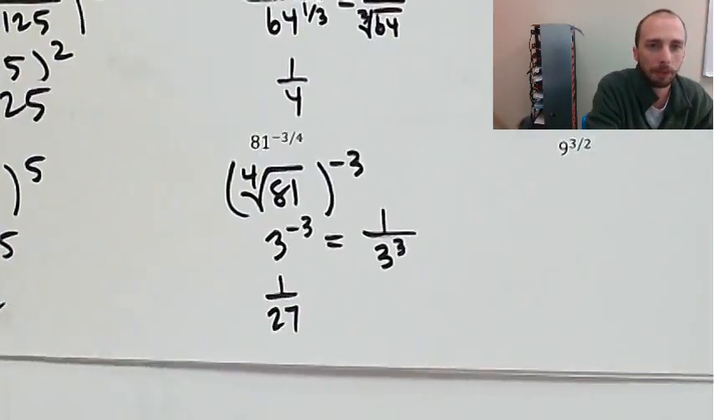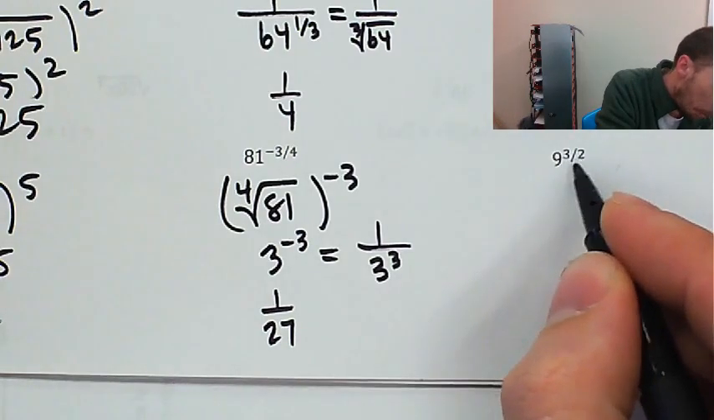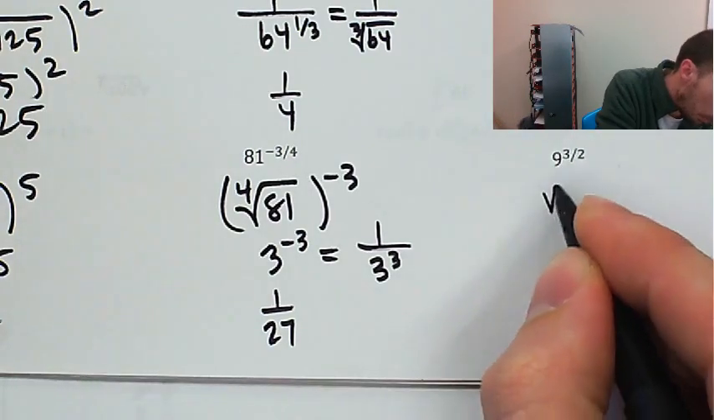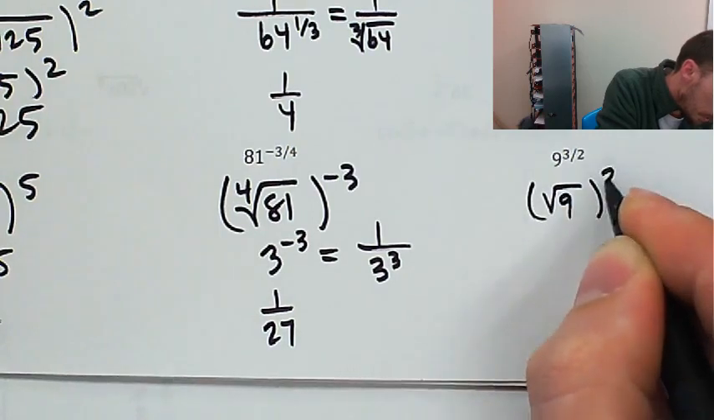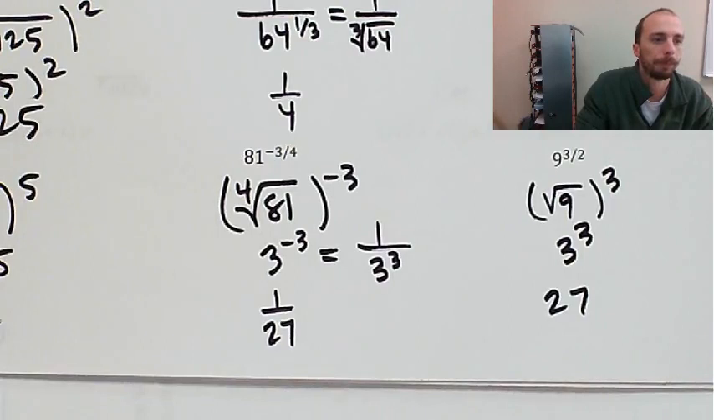And then 9 to the 3 halves. We're going to deal with the half power first. A half power is a square root, so it's the square root of 9 taken to the 3rd, that's 3 to the 3rd, and that's 27.